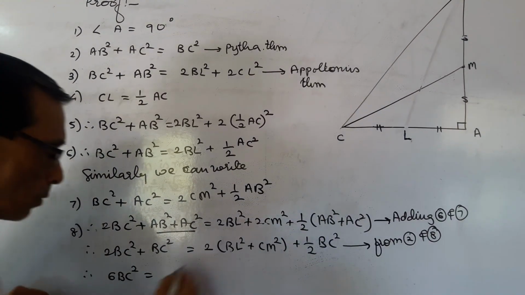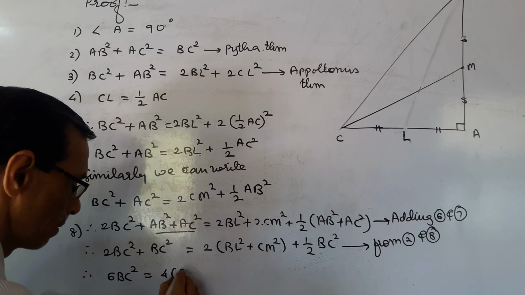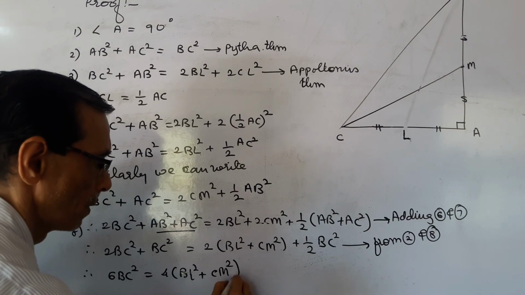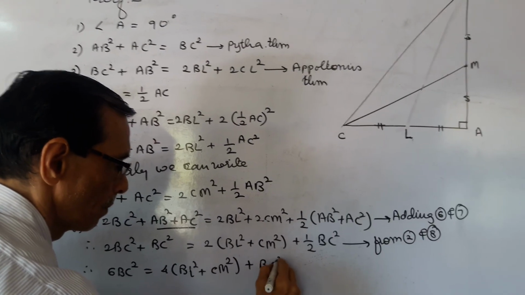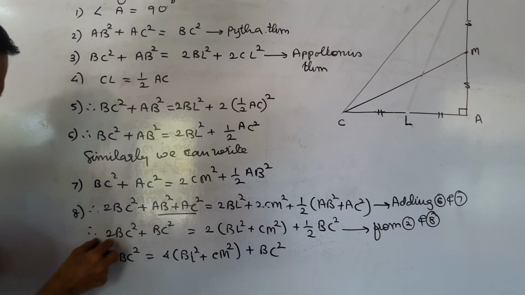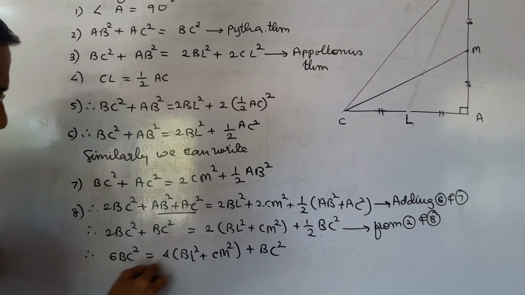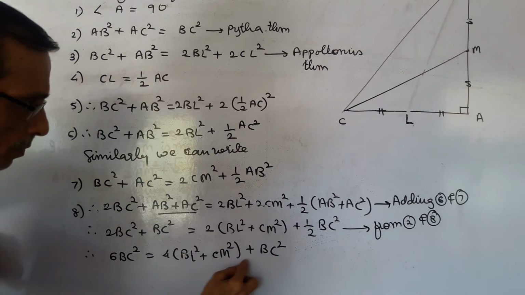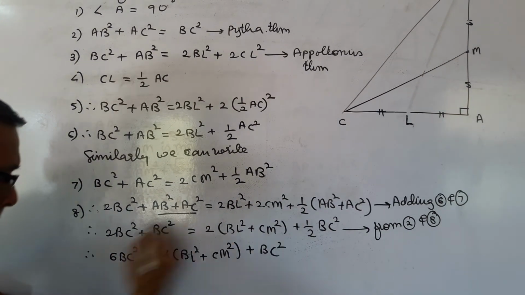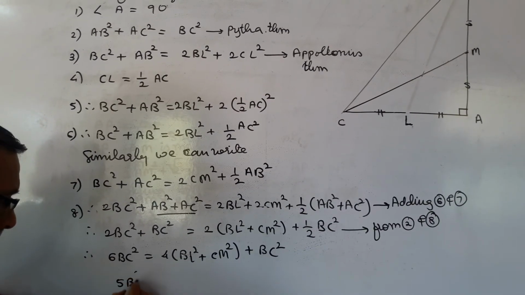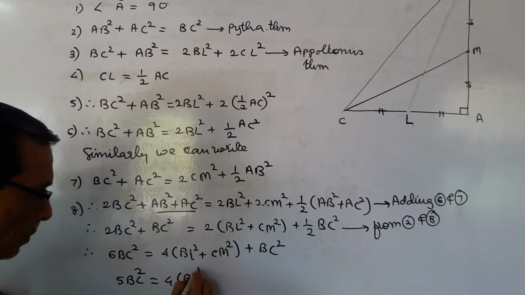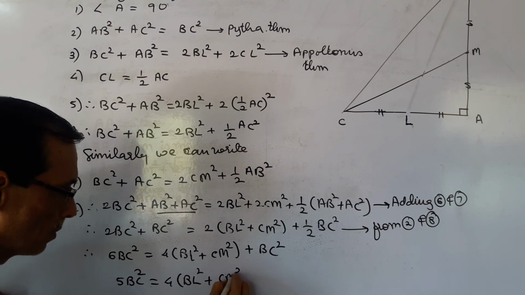So 6BC square equals 4 times BL square plus CM square plus BC square, because here 2 will get cancelled as we are multiplying throughout by 2. So 2 fours will become 4, and 2 threes will become 6. Now let BC square come to this side, and we get 6BC square minus BC square, so 5BC square is equal to 4 times BL square plus CM square, which is proved.